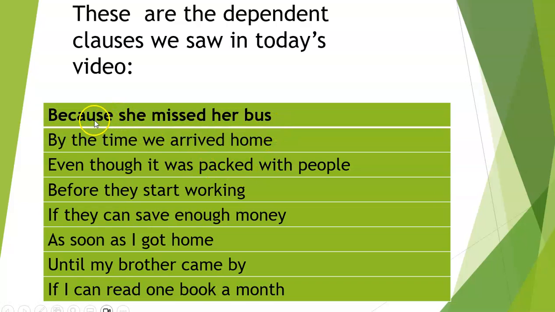Okay. Because she missed her bus. By the time we arrived home, even though it was packed with people, before they start working, if they can save enough money, as soon as I got home, until my brother came by, if I can read 1 book a month. So all of these are what we call dependent clauses, and each dependent clause begins with what we call a subordinate conjunction.